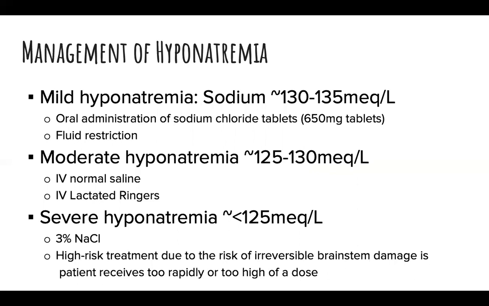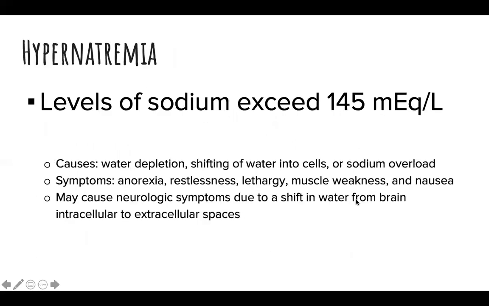Now, to deal with hyponatremia, we may limit fluid. If we limit fluid, we're going to hold on to sodium. We could give a sodium tablet. Moderate hyponatremia, we may give IV fluids, isotonic IV fluids, sodium chloride, or lactated ringers. For severe hyponatremia, we may give hypertonic fluid. So we may give something like 3% normal saline. Now, this is a high-risk treatment due to the risk of irreversible brainstem damage if the patient receives this too rapidly or too high of a dose.